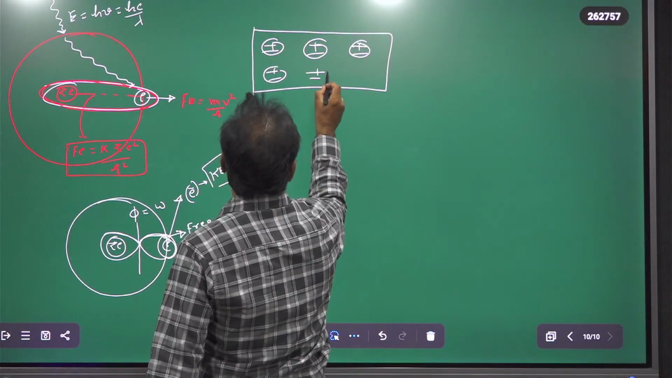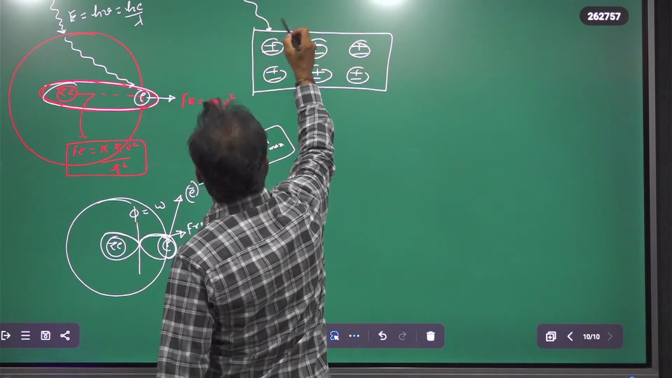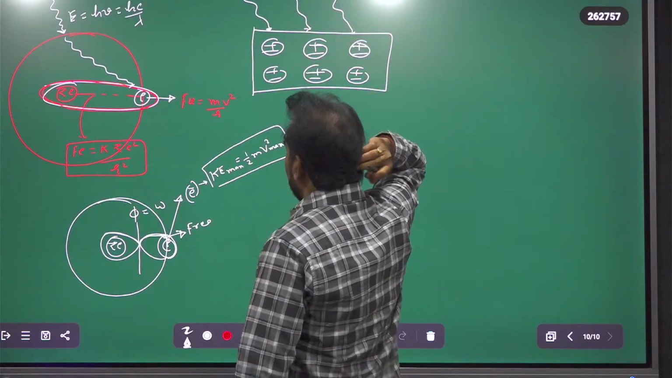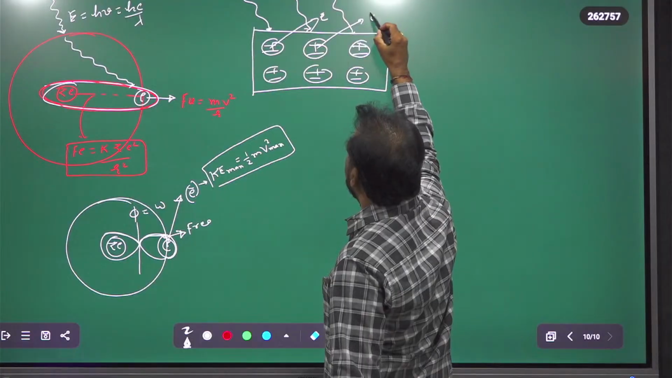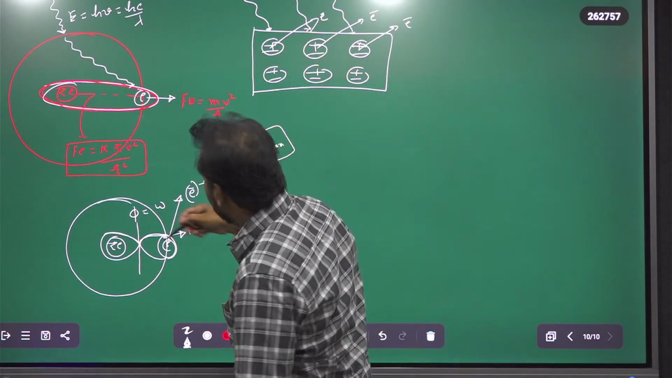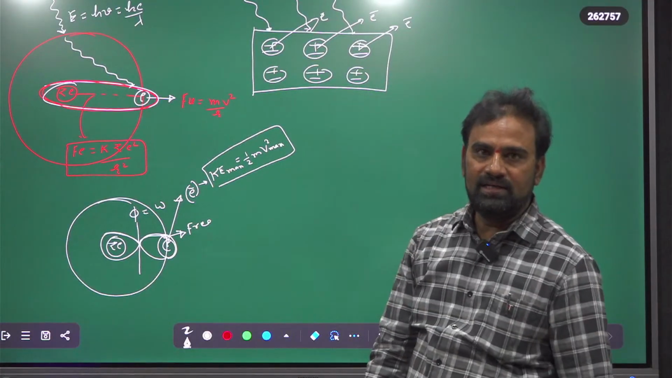See here. The electrons are ejected, but simply they are not ejecting. When a monochromatic light of frequency nu is incident on the metal surface, electrons are ejected like this. How are the electrons ejected? Due to this internal mechanism, the electrons are ejected. Is it clear or not?